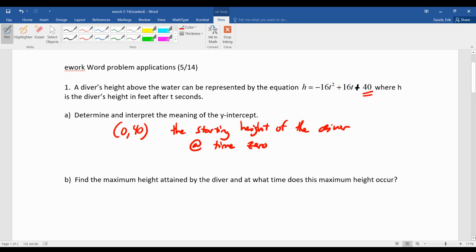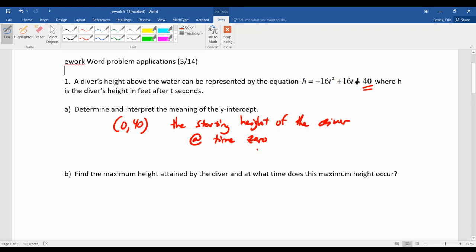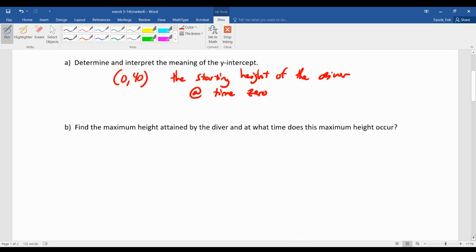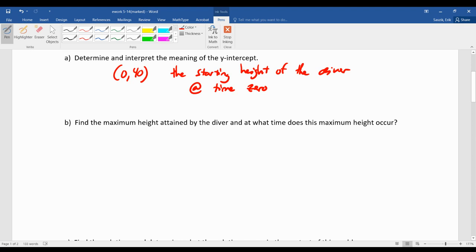Remember, y-intercept is always when x is 0. So here you think about time 0, they're at 40 feet high. Now find the maximum height attained by the diver. Now I'm hoping you realize, let's say a diver's, I'm going to make a rough sketch over here, okay? Let's say they're on some platform here and the water's down here. Now the diver, especially on a springboard, they don't just kind of go straight down, they first jump up. So the diver follows parabolic motion like that, okay?